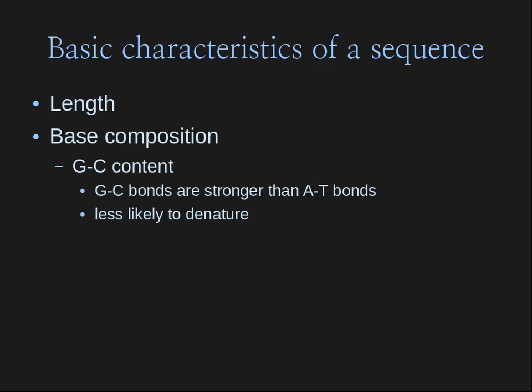And one other particular thing, kind of a subset of that, is oftentimes people want to know the GC content. Now the reason that people might want to know the GC content is that G and C bonds are stronger than AT bonds. And so what this means then is something with more GC bonds is less likely to denature than things with a lot more AT bonds.